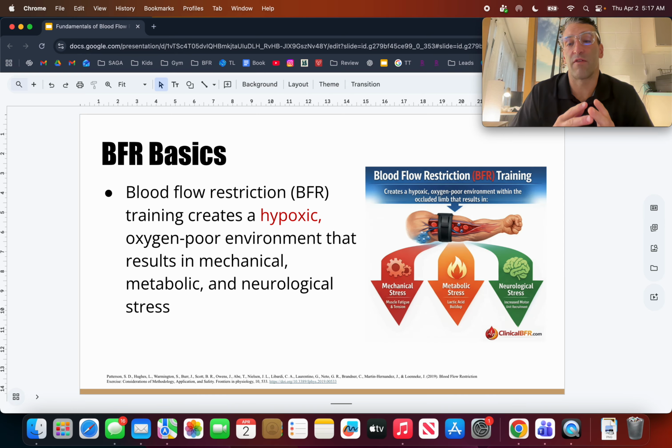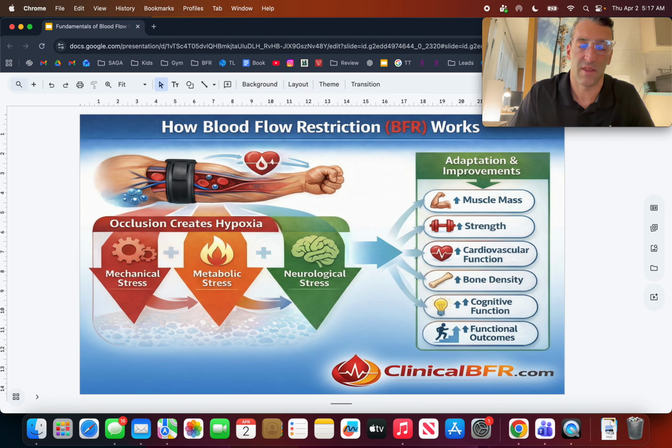So, blood flow restriction, whether it's passively or actively, creates a hypoxic, oxygen-poor environment, or hypoxia is another way it is said. And that results in mechanical, metabolic, and neurological stresses. All short, acute stresses that produce positive adaptations. The mechanical stress is from cellular swelling and shear stress. The metabolic stress is the buildup of metabolites.